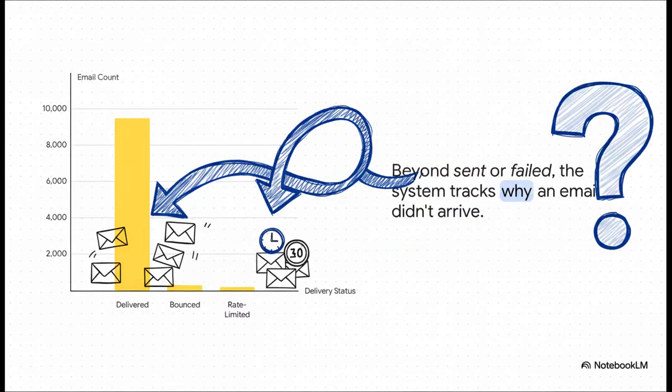And here we see another layer of just crucial detail. The system doesn't just say sent or failed. Nope, it tracks why. Were the emails bounced? Or, and this is super important, were they rate limited by the email provider? For the user, knowing the difference between those two things is absolutely critical.